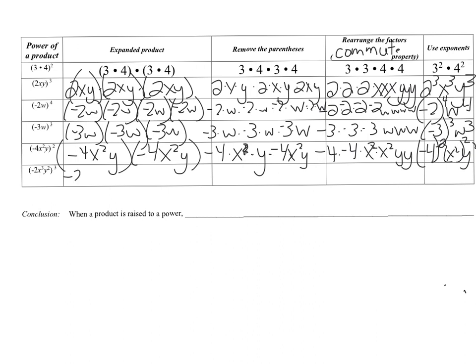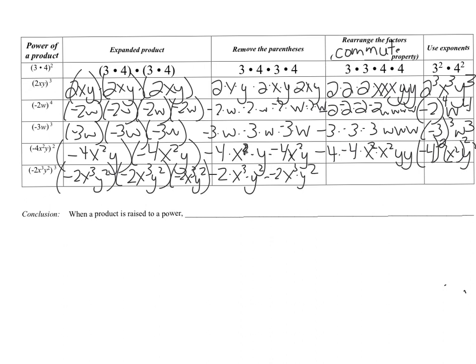All right, now the next one, I've got negative 2x to the third, y to the second. How many times do I have that? 3 times. So I have negative 2 x to the third y to the second, negative 2 x to the third y to the second. Go ahead and remove those parentheses. That means negative 2 times x to the third times y to the second times negative 2 times x to the third times y to the second.